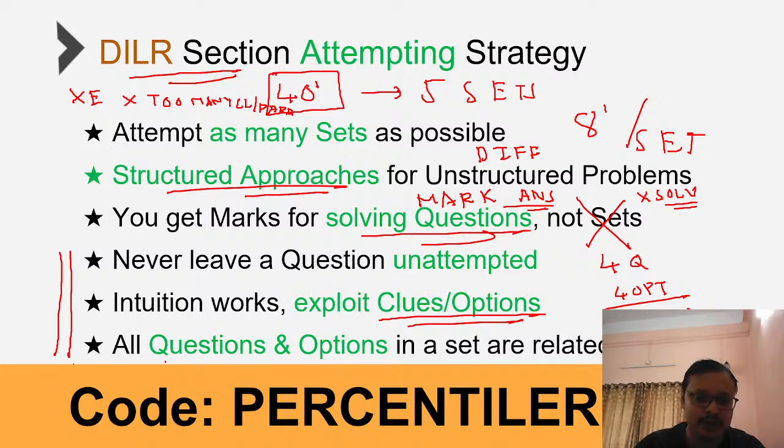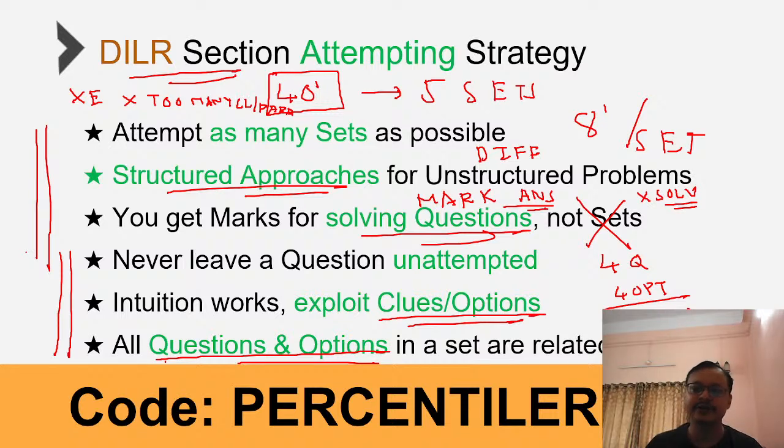And the biggest thing is, all question options in a DLR set are related, which means you can exploit them to advantage to be able to solve any of the sets in much lesser time. So this is going to be a major theme around which today's session will revolve. That is how you can mark answers in DLR sets even if you're not able to completely solve the sets.